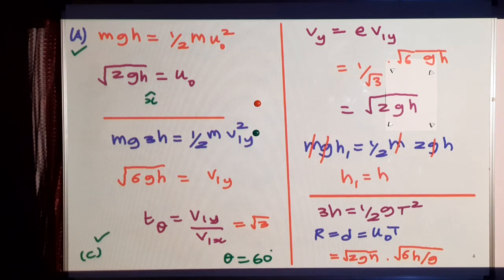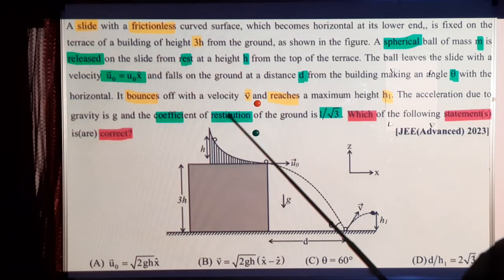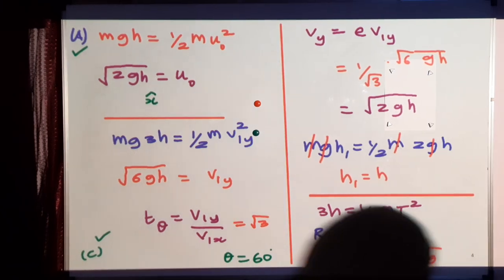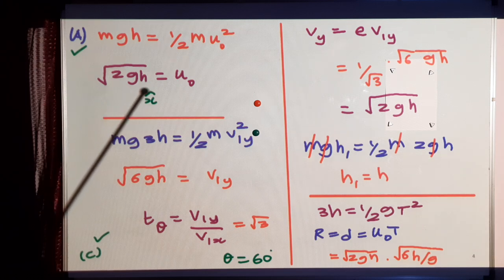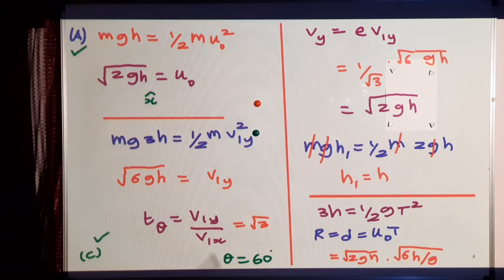This is what I explained here. To get u naught, use energy conservation between the high point of release and this point. The loss in gravitational potential energy is mgh, gaining the kinetic energy half m u naught square. So from this, u naught will come out to be square root of 2gh and the direction is x cap. So option A is true.